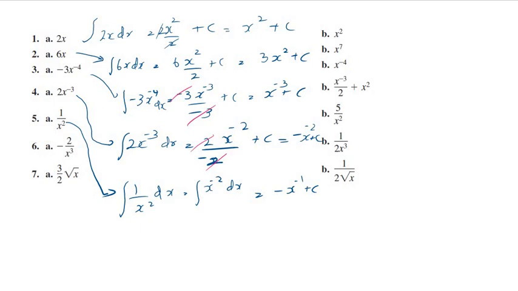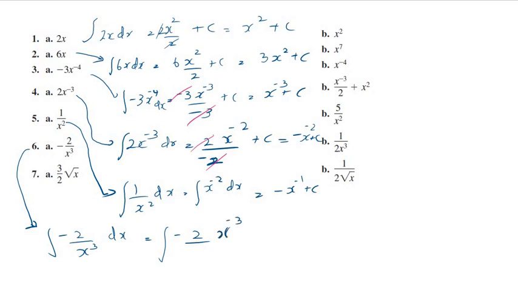And if we look at question 6 here, we see it is the integral of minus 2 over x to the power 3 dx. What is the integral or the antiderivative of that? So we can write this as the integral of minus 2 times x to the power minus 3.